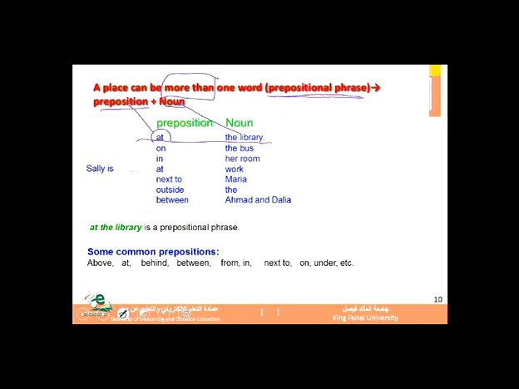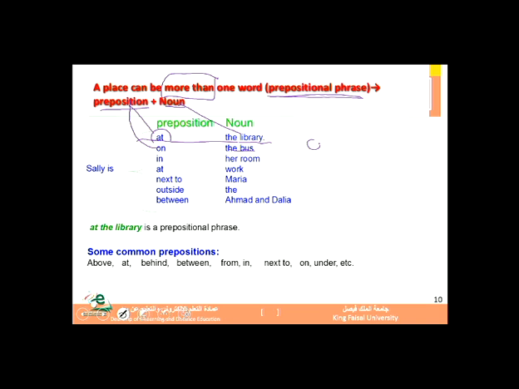Again, Sally is on the bus. On the bus is a phrase indicating where Sally is. Where is Sally? Where is this place? It is on the bus. She is on the bus. So on the bus indicates a place. Now this place consists of more than one word, on and the bus, clearly three words: one, two, three. What is this more than one word? It is a preposition, on, and a noun, the bus.